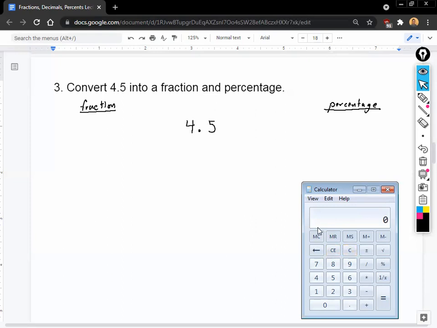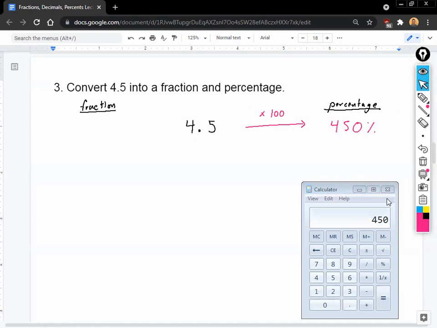So 4.5 is obviously not a fraction or a percentage because there's no fraction line and there's no percent sign, which means 4.5 is going to be some sort of decimal form, right? So if I want to turn 4.5 into a percentage, what do I have to do with that number? Yeah, you want to multiply it by 100. Okay, so we're going to go on our calculator, plug in 4.5 multiplied by 100, and that'll give you 450%. Okay, so 4.5 is the same thing as 450%.